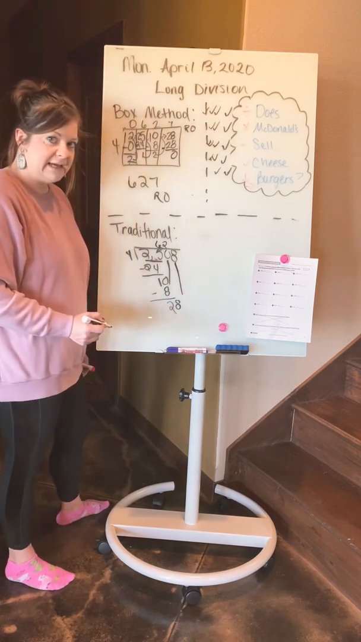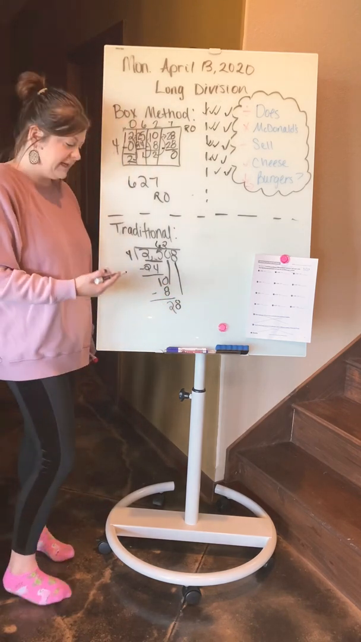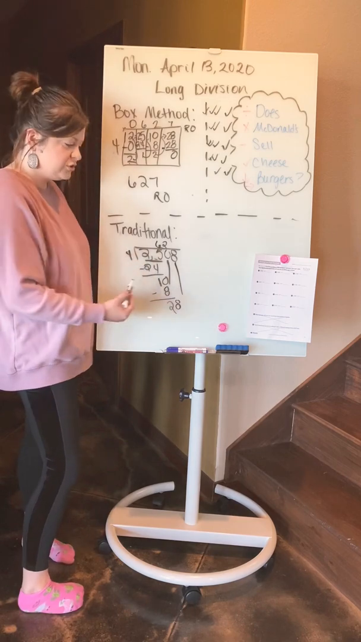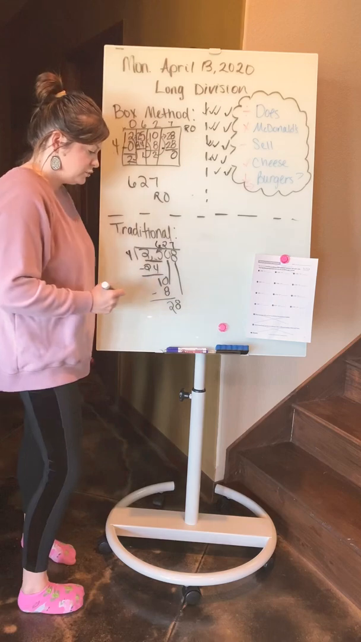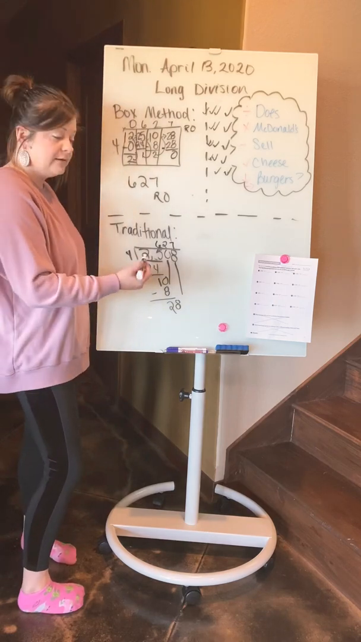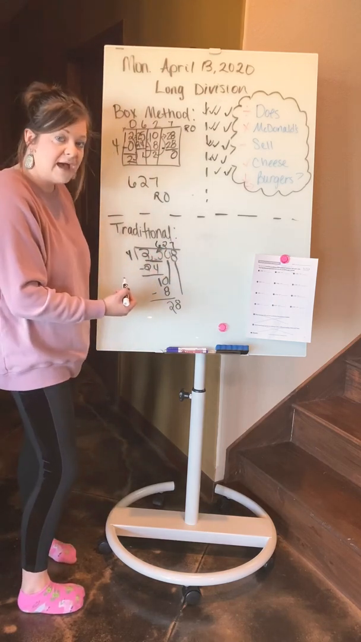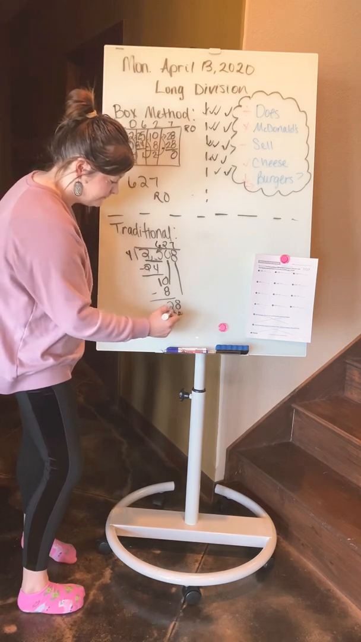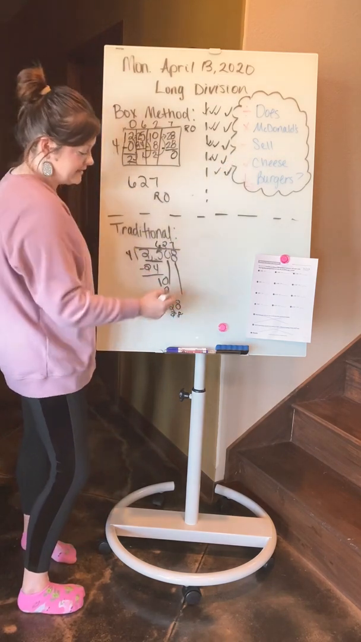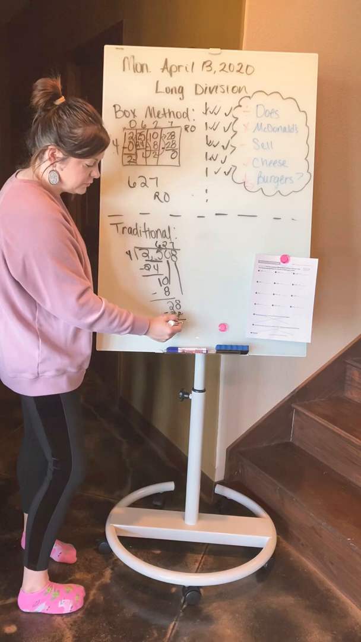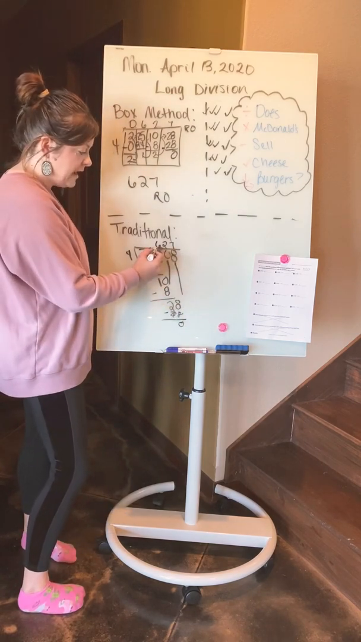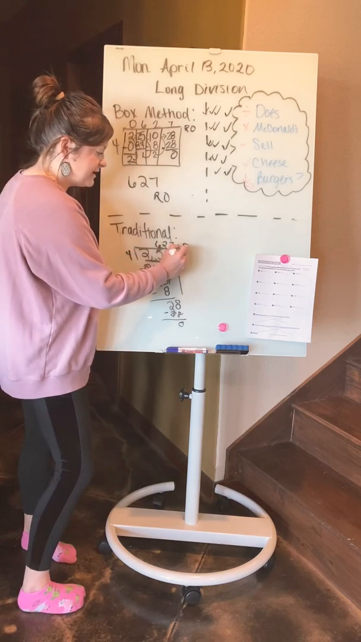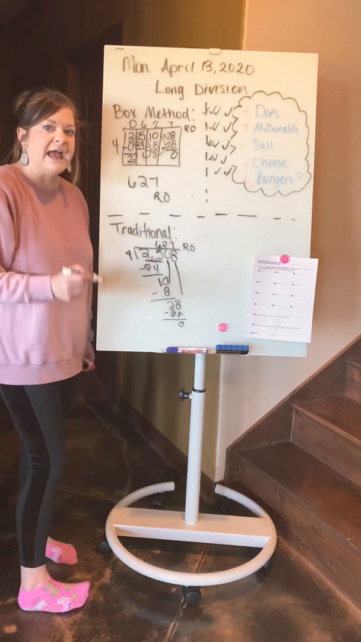We have 28. We need to go through the process again. How many times will 4 go into 28? Well, 4 will actually go into 28 evenly, and it will go into 28 7 times. Now let's multiply. 7 times 4 is 28. We multiplied. Next step, subtract. 28 minus 28 is 0. I don't have anything left to bring down, so I know my answer is 627 with a remainder of 0.